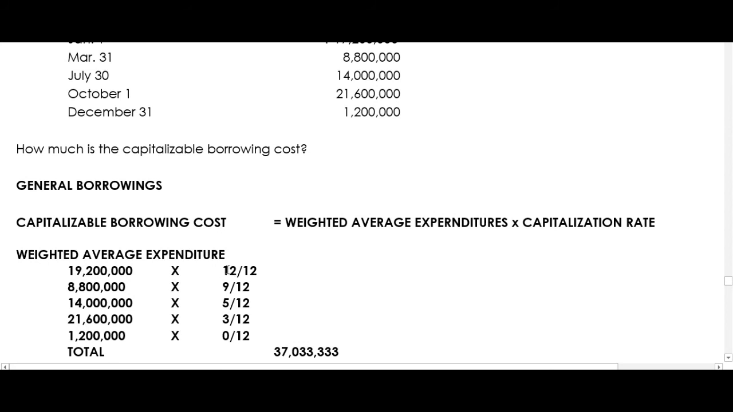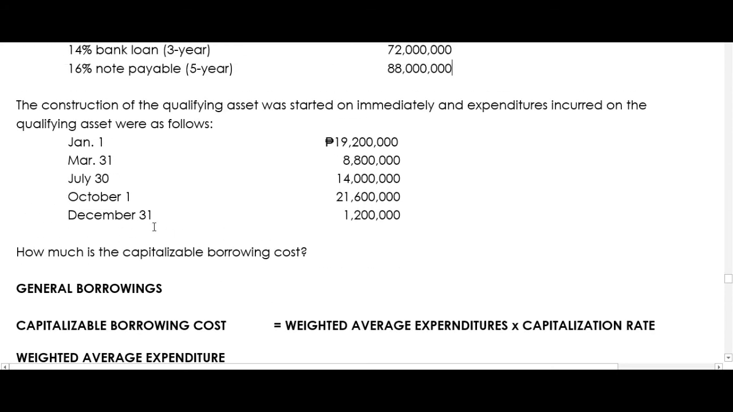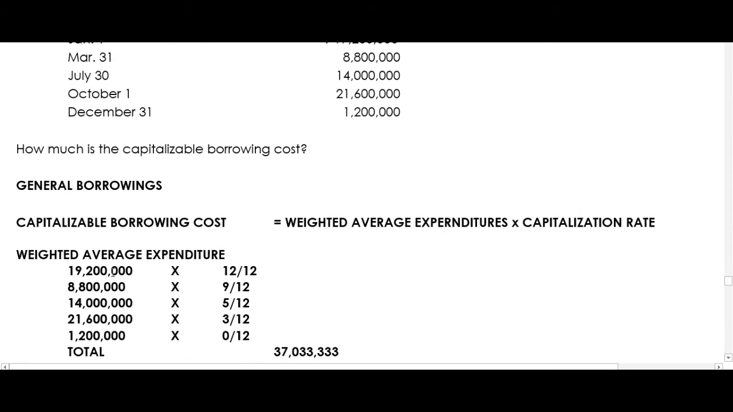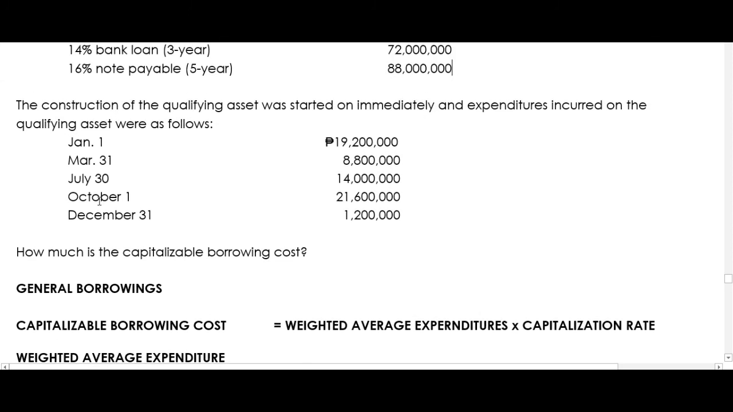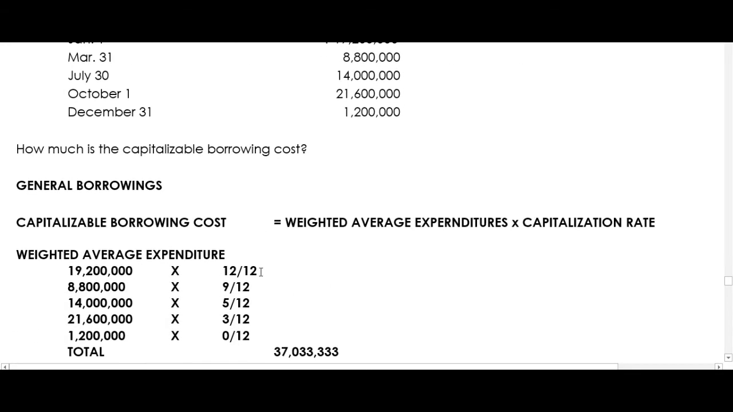Okay? Saan naman nakuha itong mga ratio na to? Yung 12/12, 9/12, 5/12, 3/12, 0/12. Yan ay based doon sa kung kailan siya nagastos. Okay? So, example, itong 9,200,000 na to, kailan siya nagastos? Noong January, di ba? So kung January 1 siya nagastos, ibig sabihin, all throughout the year, ay outstanding na siya na gastos. Kaya ang ratio niya, 12/12. Or 12 months out of the total 12 months.